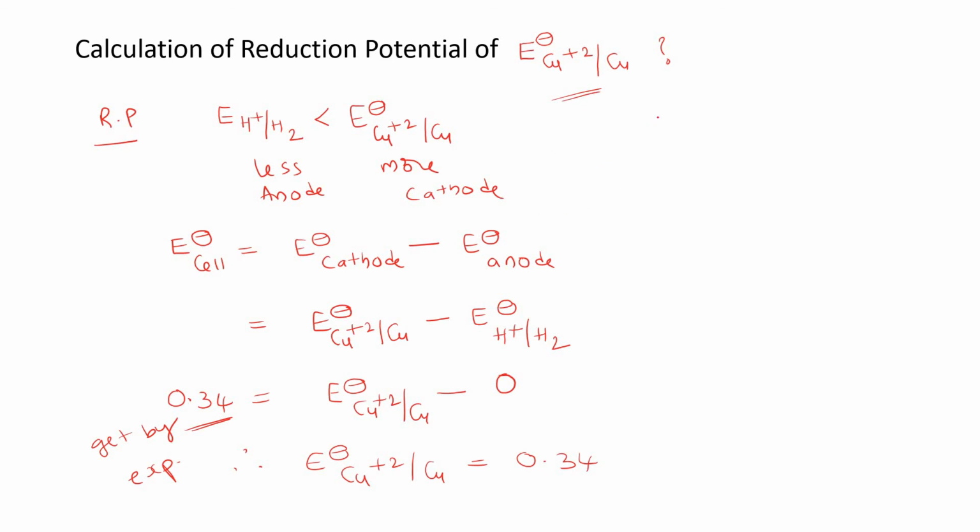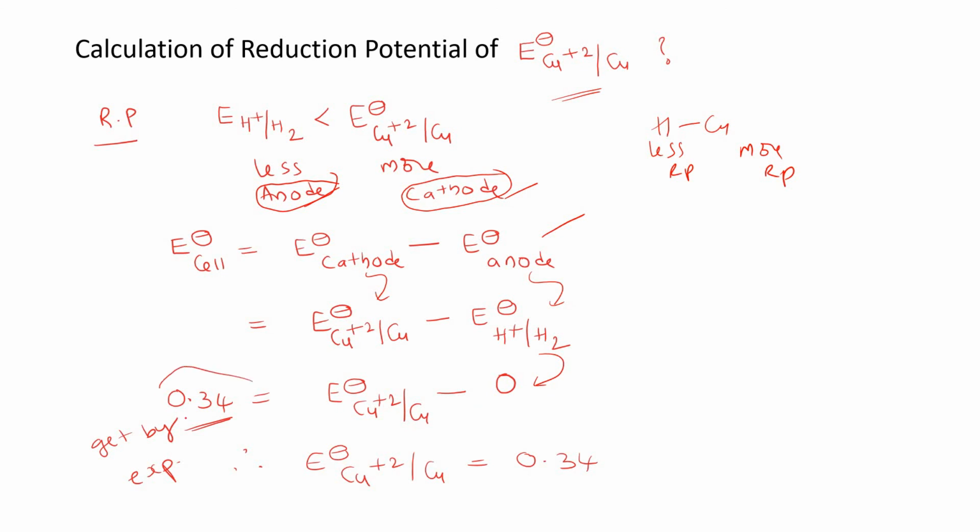Next, the calculation of the reduction potential of copper 2 plus. Again you connect hydrogen and copper. Now hydrogen has less reduction potential and copper has more. Less acts as anode, more acts as cathode. So hydrogen acts as the anode, whereas copper acts as the cathode. The formula is the same. The cathode is copper and the anode is hydrogen, whose value is 0. The potentiometer will display the difference between these two, which we get as 0.34. So the value will be 0.34.